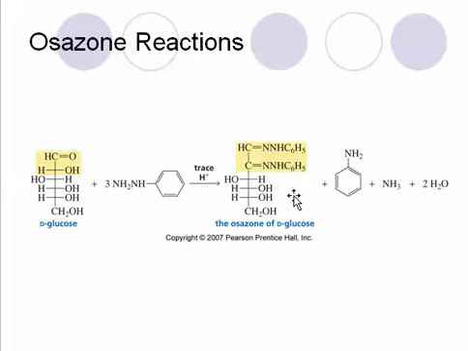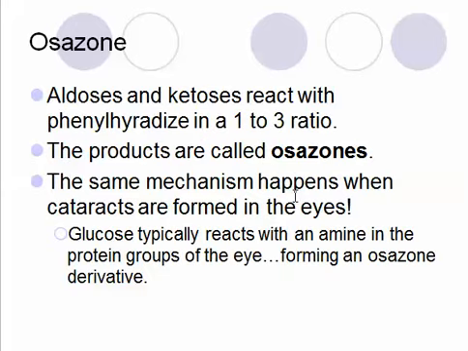Now, osazone reactions are very important because this is exactly what happens when cataracts form in your eyeballs. So we've known now at this point that we eat, nom, nom, nom, right? And we take this glucose and we store it in our body. And glucose is swimming around everywhere. We're a vat of glucose. You know, imagine that. That sounds kind of nasty, doesn't it?